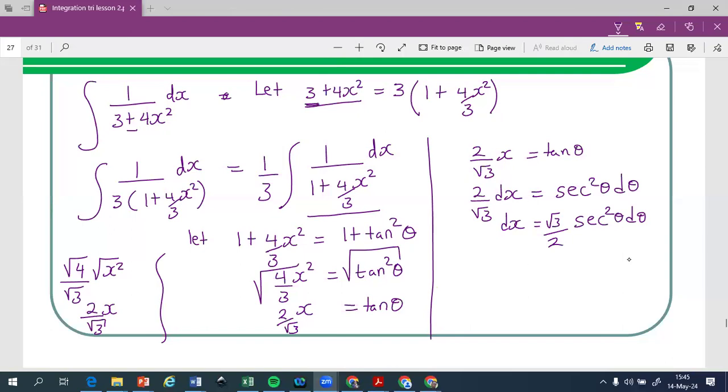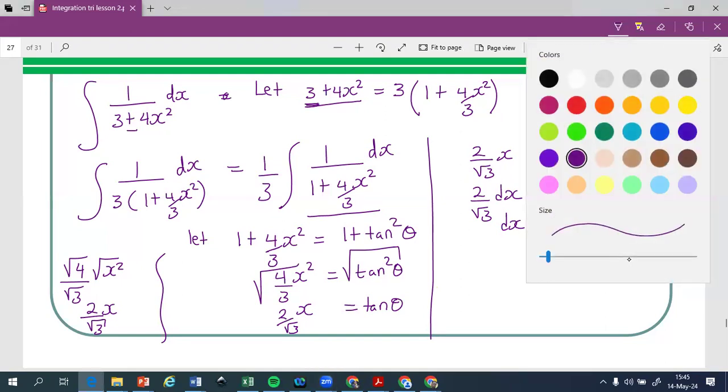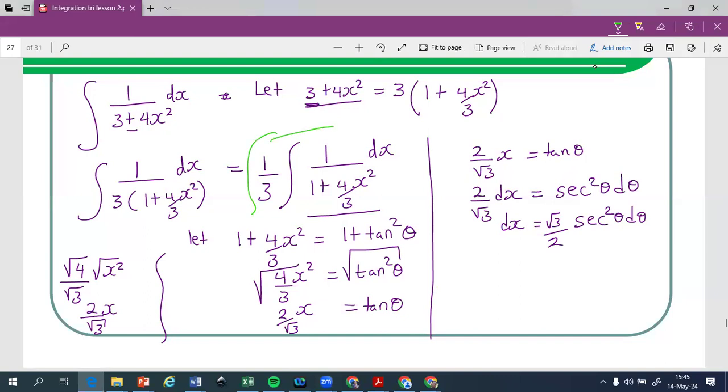Are we together? Yes, teacher. Now we come back here and then we substitute. So I have 1 out of 3 integral of 1 plus 4x squared from here, which we said is the same as 1 plus tan squared theta, times my dx, which is root 3 out of 2 sec squared theta d theta. But you can note that 1 plus tan squared theta and sec squared theta are the same thing.